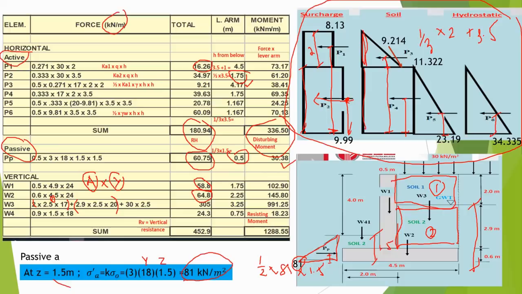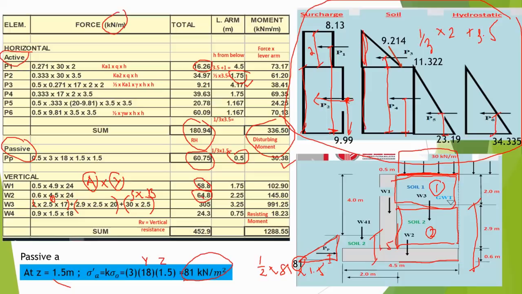Lepas tu, jangan lupa kita ada surcharge. Bagi atas surcharge ni. Okay. So, surcharge lah. Surcharge darab dengan dia punya base dia. Okay. Surcharge darab base. Kalau surcharge dia punya weight lah. Surcharge darab dengan base. Panjang ni. Panjang sini ke sini. Okay. Berapa? So, dapat darab dengan 2.5 yang dia hanya dekat wall, yang hanya dekat konkrit saja. Jangan kira panjang semua. Kira dekat konkrit saja, base yang dekat konkrit yang dia distribute. Okay? So, 30 kali dengan dia punya base yang dekat konkrit, panjang ni saja, okay? Ialah 2.5. You total up, you can get 305. Okay, settle. Tu untuk weight W3.